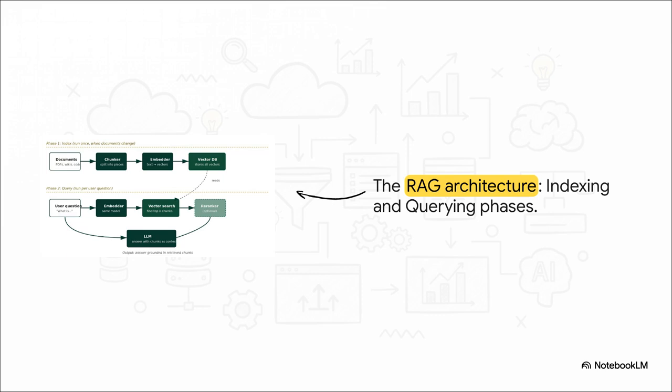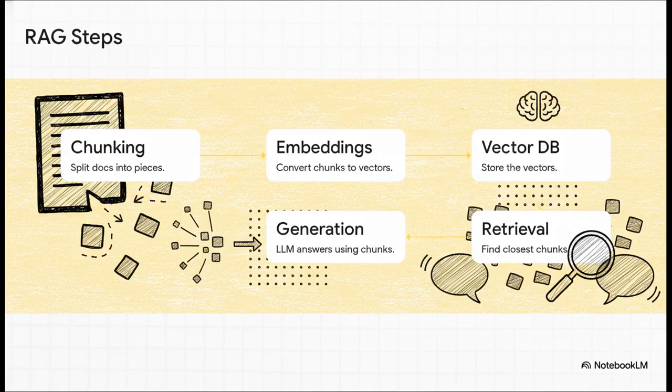Now, the architecture here basically divides the workload into 2 completely distinct phases. Phase 1 is this one-time indexing phase. You just run this whenever your documents change. Then, Phase 2 is the real-time querying phase, and that runs every single time a user actually asks a question. Breaking that workflow down a bit, your data flows through 5 very specific steps.